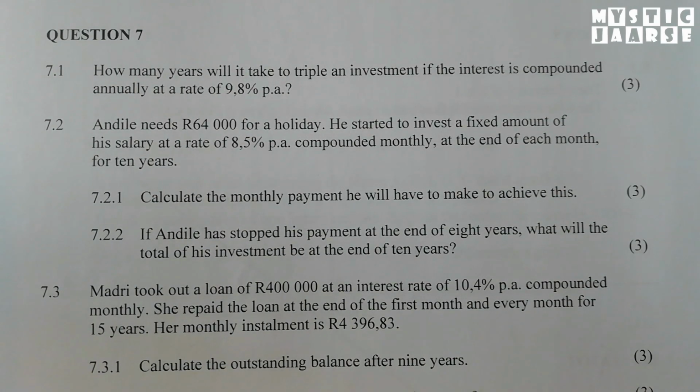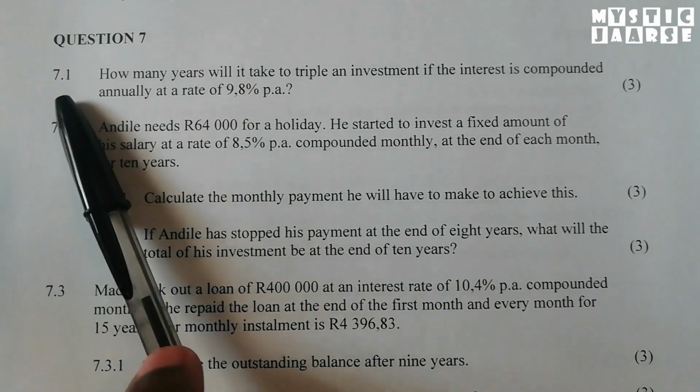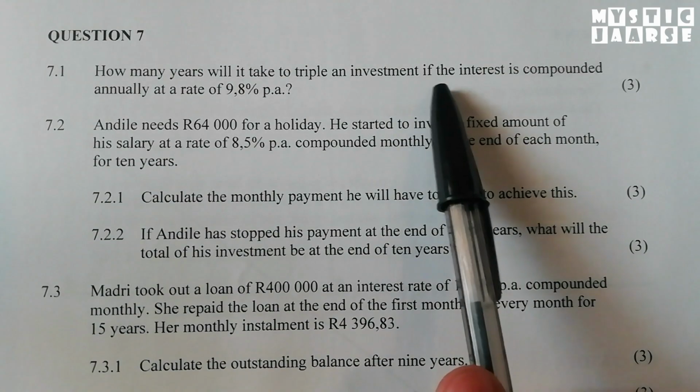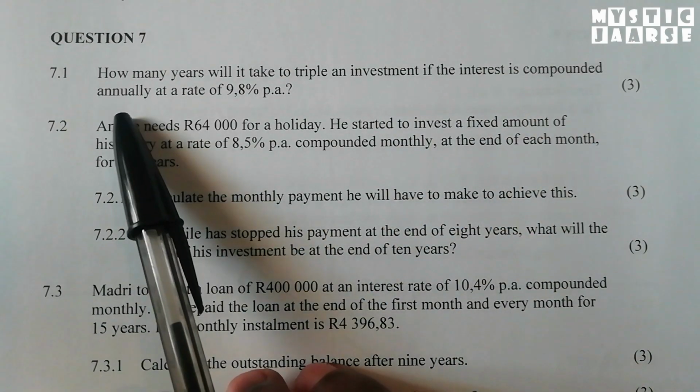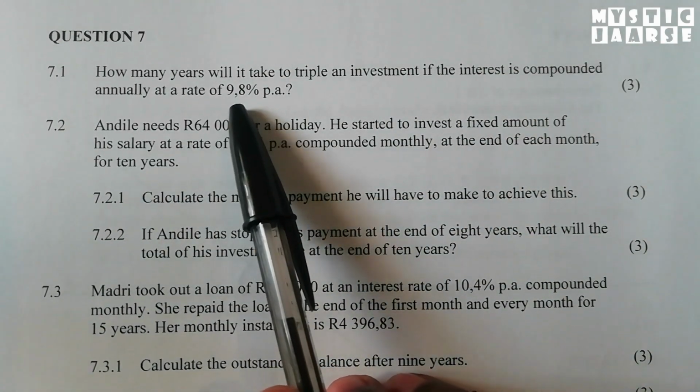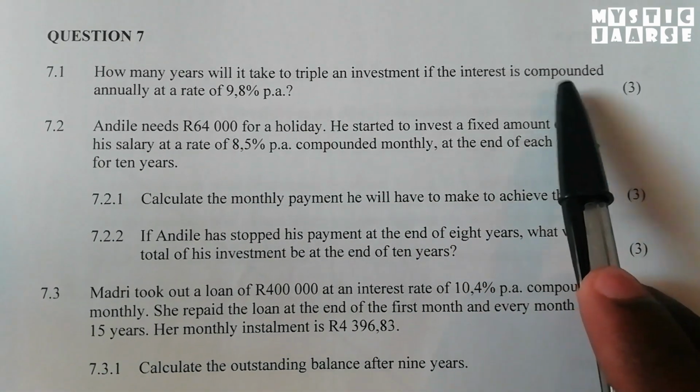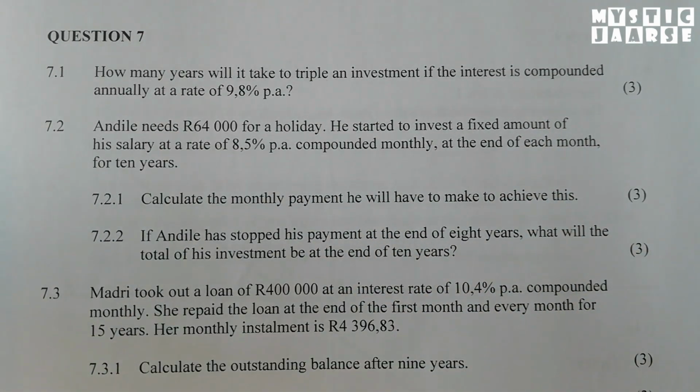In this video, we are doing question 7 from the Free State September 2023 Paper 1 question paper. 7.1: How many years will it take to triple an investment if the interest is compounded annually at a rate of 9.8% per annum? They said it is compounded annually, meaning the compounding frequency is 1 year.